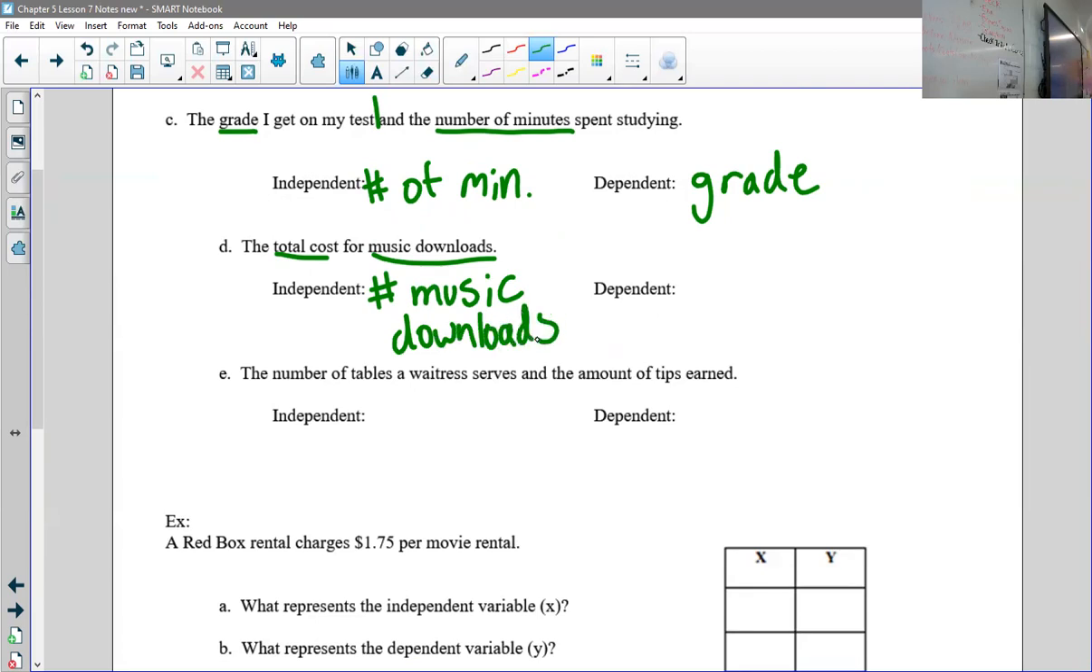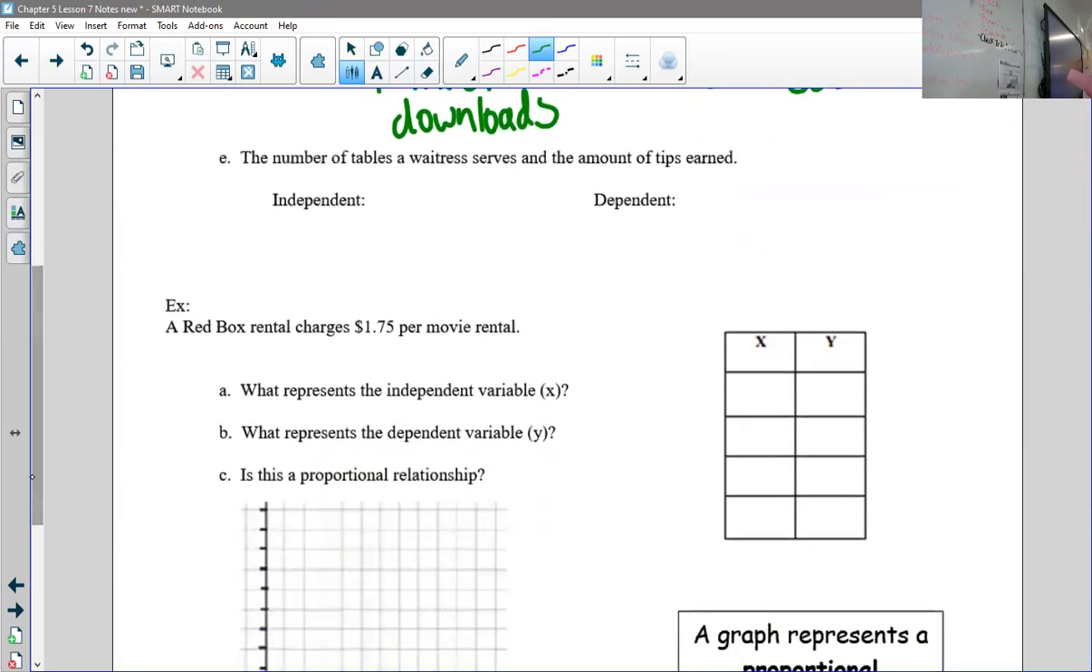And the dependent variable is the total cost, because the cost depends on the amount of downloads. Finally, we're going to look at E, the number of tables a waitress serves and the amount of tips earned. So again, in theory, if a waitress serves more tables, she'll earn more tips.